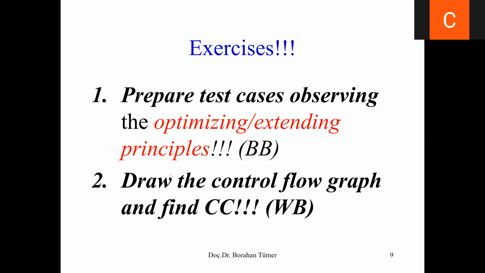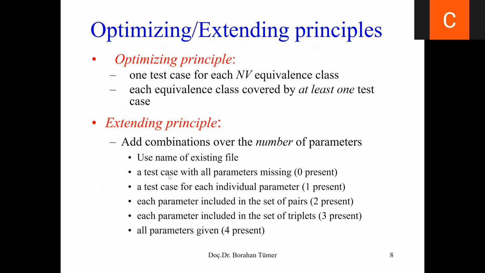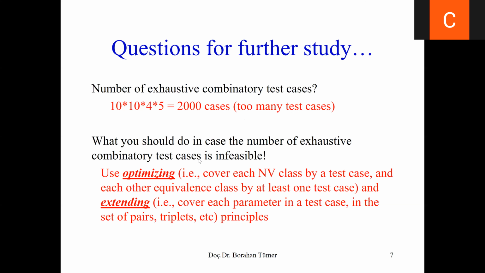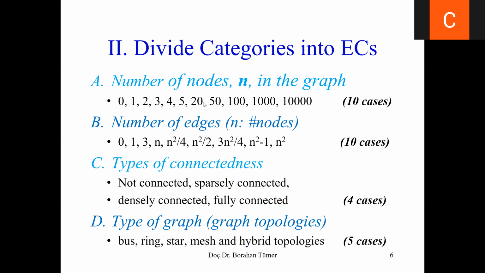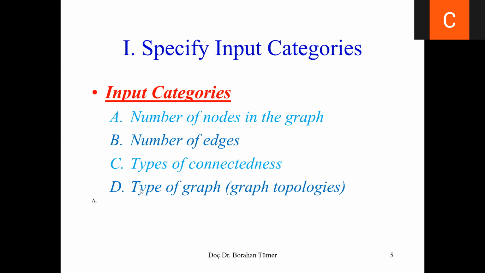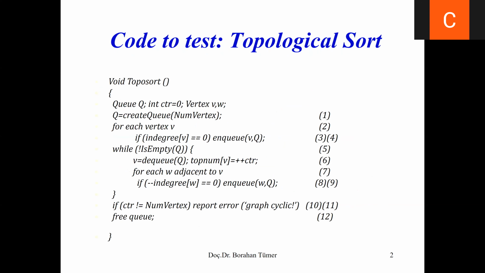Okay, what are the given equivalence classes in the categories? Can you give me several test cases for these categories that will correspond to the optimizing and extending principles? And I would like you to draw the control flow graph of this here.